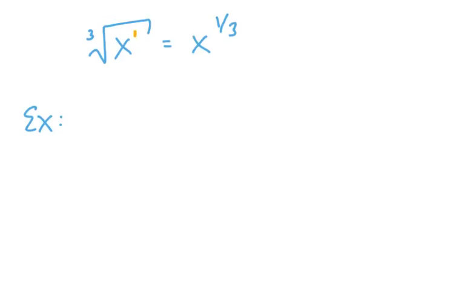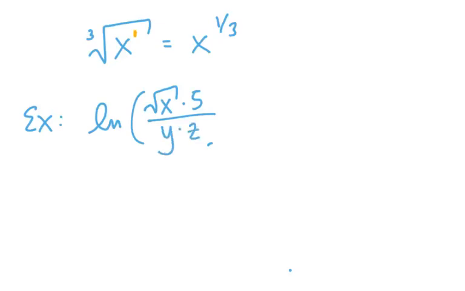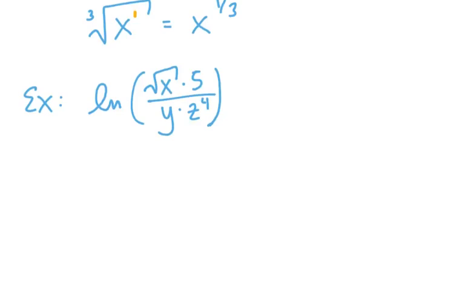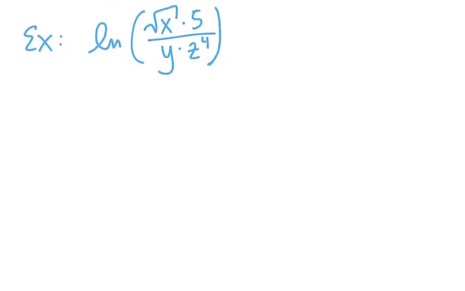For this one, let's say I was given the natural log. I'm going to use a natural log because we haven't lately, of the square root of x times 5, and let's divide that by y times z to the 4th. So I'll make a little bit more going on in this one. All right, so that's my original logarithmic expression. Our job is to pull this guy apart.